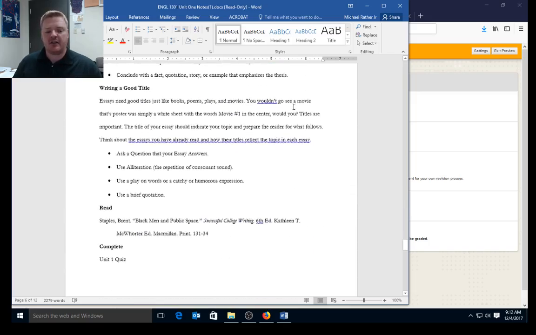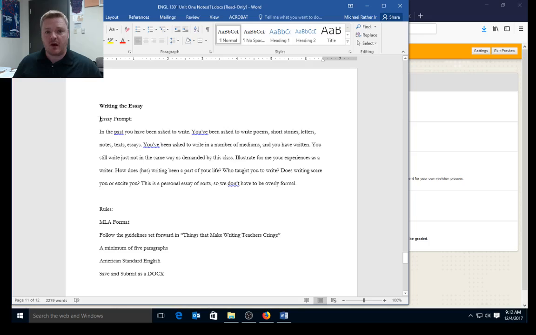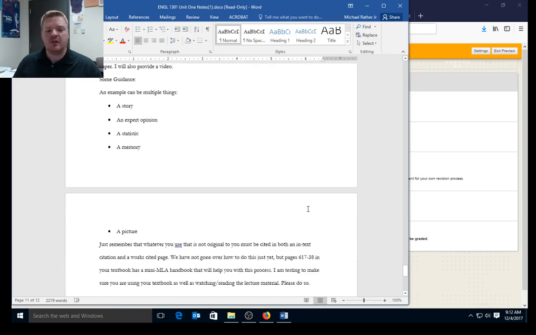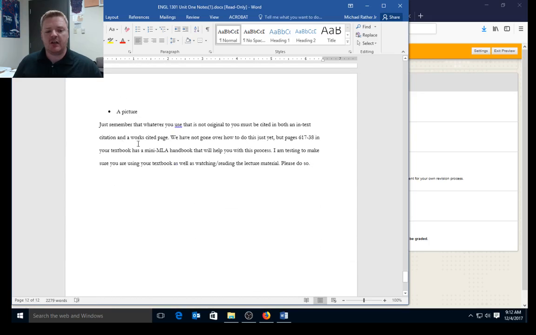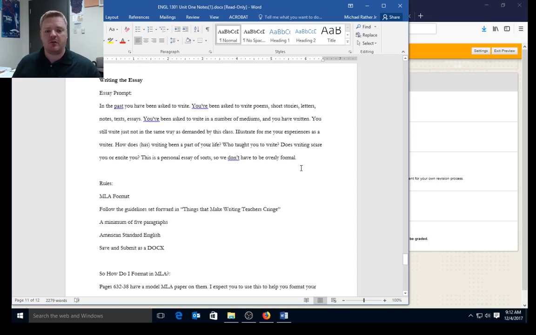And the other thing that's very important here is you have the essay prompt on these notes. So you have to read the notes to get to the essay prompt. And I do expect you to follow the formatting, use your textbook to follow the formatting. All the things that I state on here I expect. Very important to your grade.